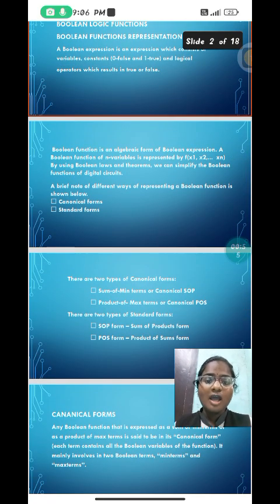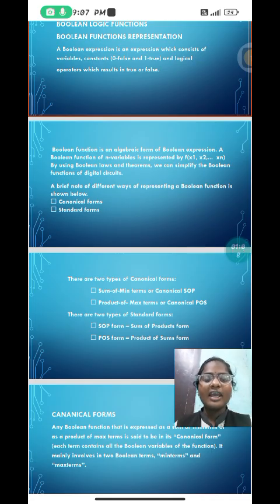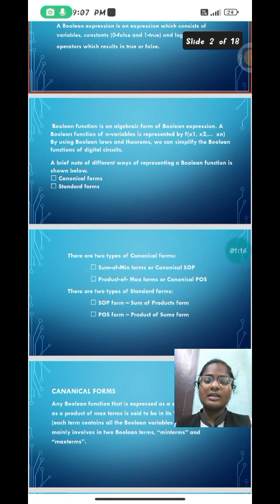A Boolean function is an algebraic form. That means n number of variables are taken, represented by f of x1, x2, and so on up to xn. The number of possible representations of Boolean functions is infinite. By using Boolean laws and theorems, we can simplify the Boolean functions in digital circuits.